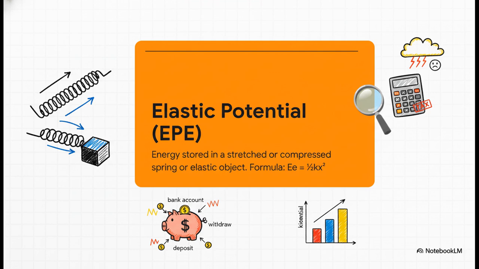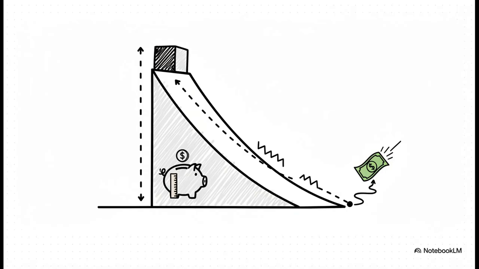And rounding out our big three, we have elastic potential energy. This is the spring account. It's the energy you store in something when you stretch it or squash it. And that little x in the formula, that's just how far you've stretched or compressed the spring away from its normal, relaxed length.